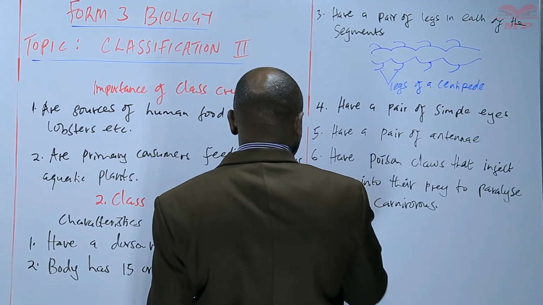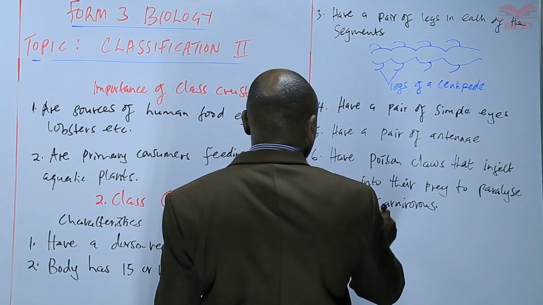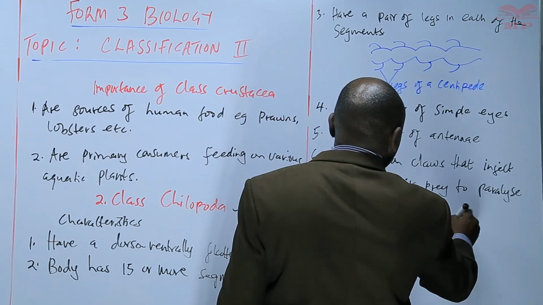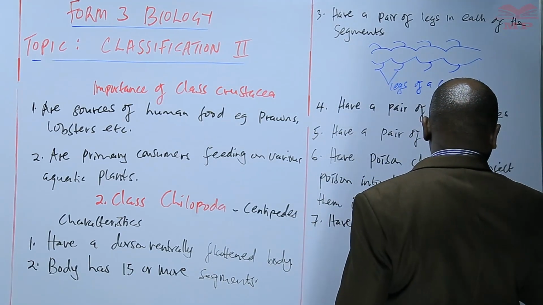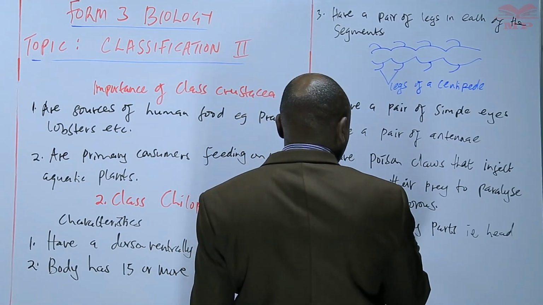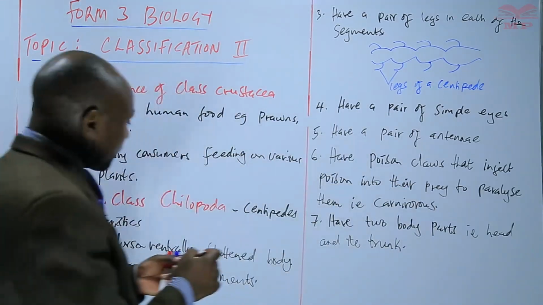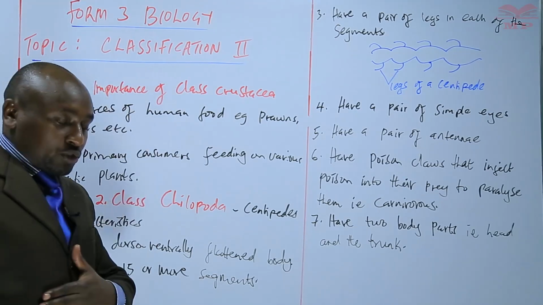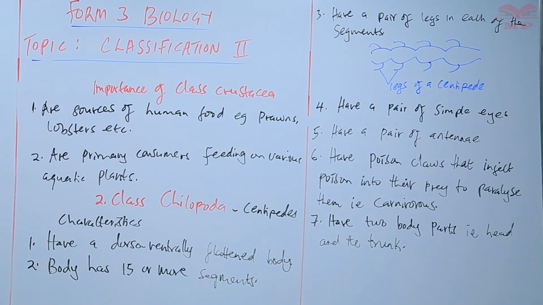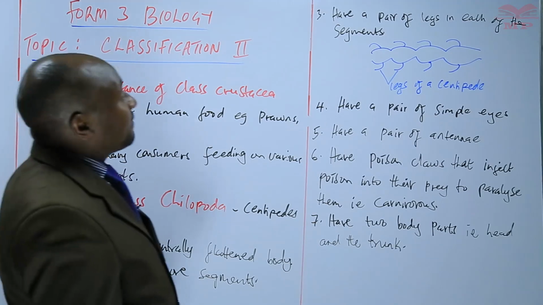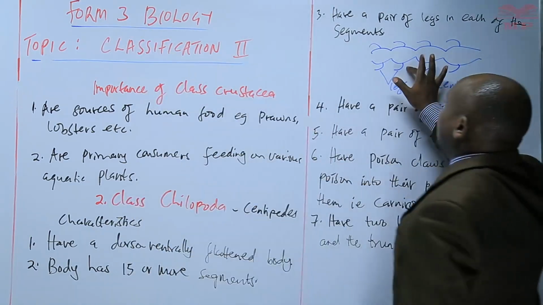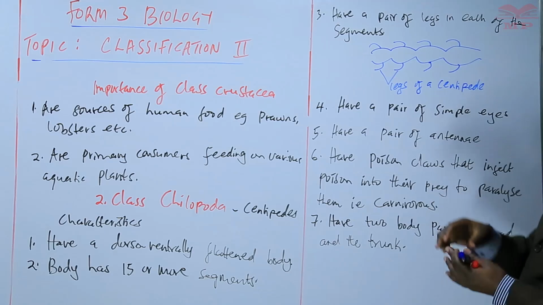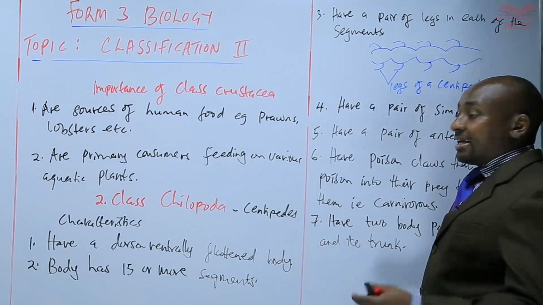In terms of body parts, they have 2 body parts. That is the head and the trunk. So basically those are the features that we find in class Chilopoda, which are the centipedes. Dorsoventrally flattened body, flattened from the back to the front. They have 15 or more segments, that means relatively many. They have a pair of legs in each segment, a very important and unique feature, especially when it comes to distinguishing between the class Chilopoda and the next class, which is Diplopoda.